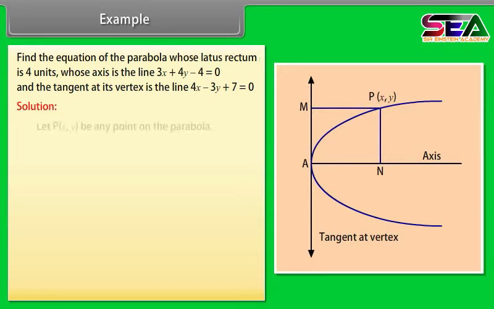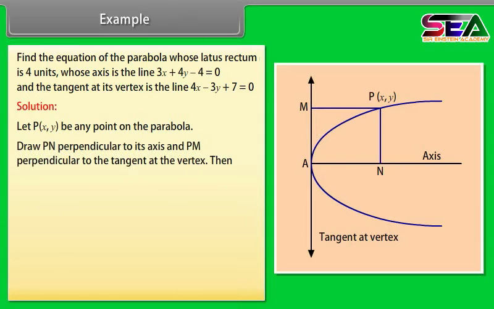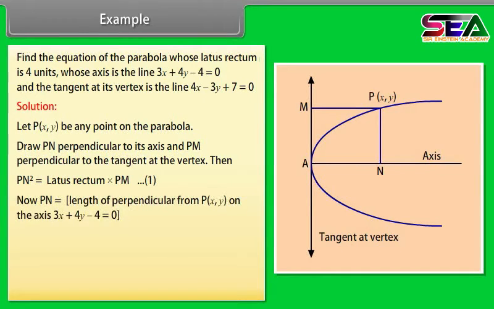Solution: let P(x, y) be any point on the parabola. Draw PN perpendicular to its axis and PM perpendicular to the tangent at the vertex. Then PN square is equal to latus rectum into PM. That is equation 1. Now, PN is equal to the length of the perpendicular from P(x, y) on the axis 3x plus 4y minus 4 is equal to 0.